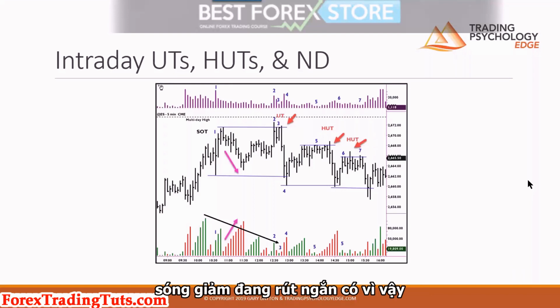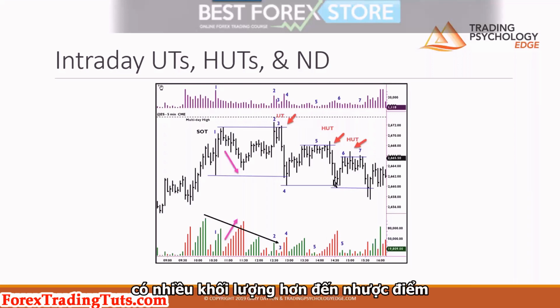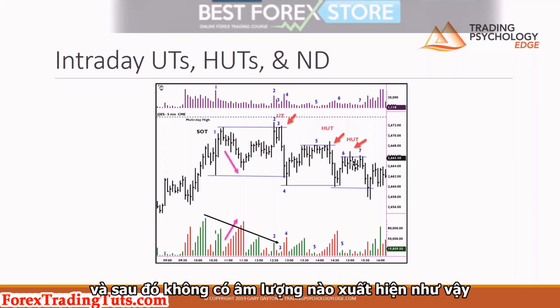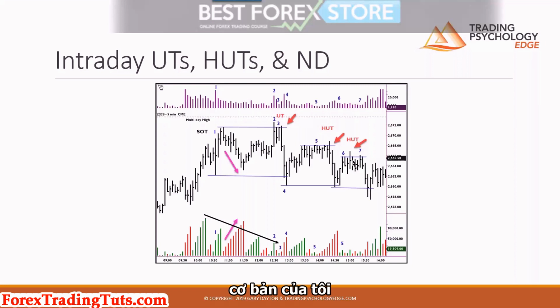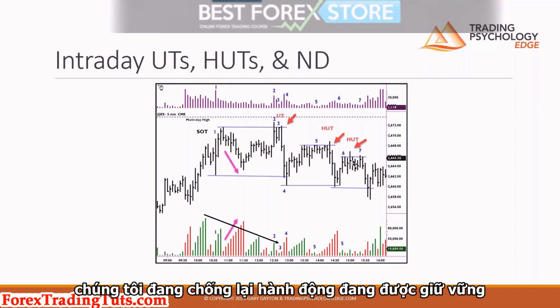The down wave is shortening. Yeah, so that's weakness. Oh, the down wave here is shortening. Yeah, it is a little bit, but it's still weak. I still have more volume coming to the downside and then no volume coming up. So my basic fundamental, volume in the direction of trend or where it's moving and no volume when we're counteracting that, is holding up here.